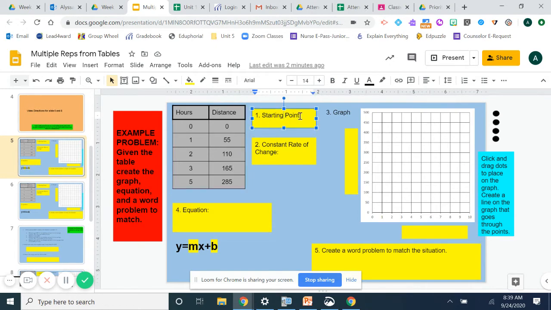The first thing I need to do is find the starting point. Well, the starting point is where the person started. So at 0 hours, they had 0 distance. So their starting point would be 0 miles.